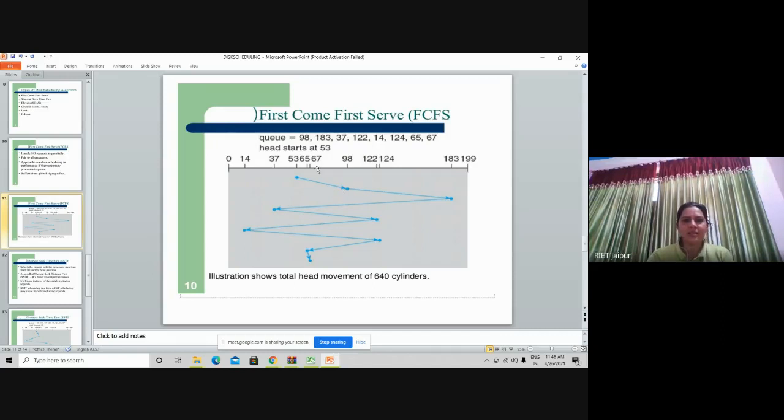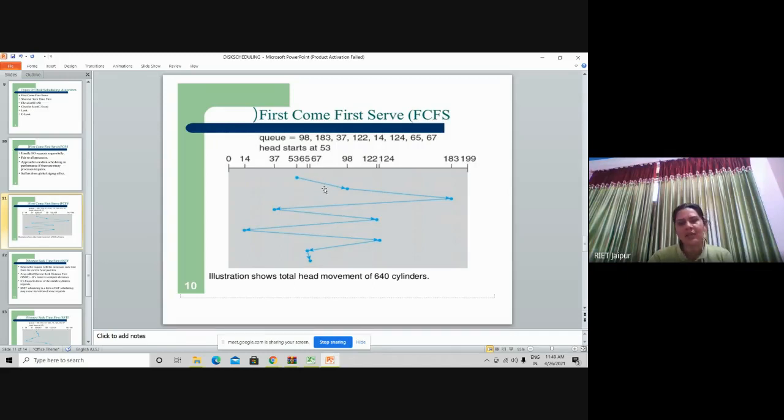For the illustration of first come first serve, as the name suggests, we'll serve first the position request that we received first. At the current head position, our head is at 53 and the next request is 98. So the head will move from 53 to 98. After that, the next request in the queue is 183, so the head will move from 98 to 183. Then the next one is 37, so we move back to 37. After that, 122 and 14 are the next requests, and from 14 to 124, and from 124 to 65, and next is 67. At 67 the requests will end.